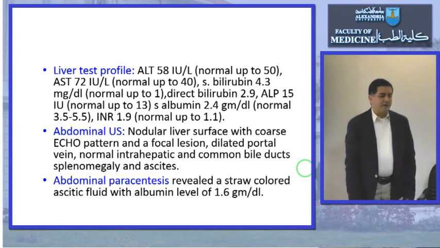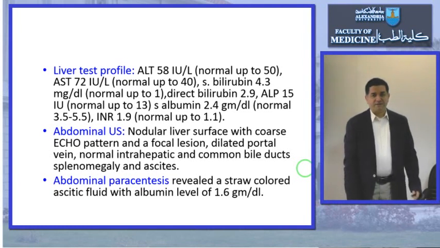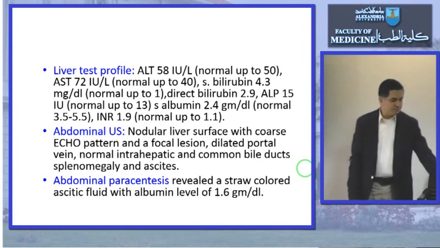For this patient, abdominal paracentesis was done and revealed a straw-colored ascitic fluid with albumin level of 1.6 gram per deciliter. So, if you revised these two slides, which included the history taking and the clinical examination, followed by laboratory investigations and imaging, you will find some data, and of course, you will search for other data to help you to reach the differential diagnosis or the provisional diagnosis of your patient.